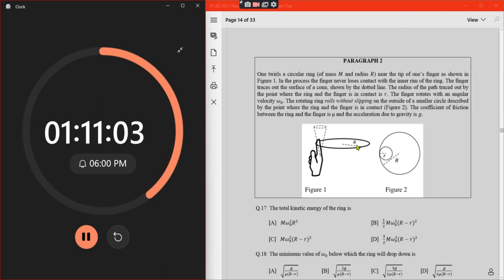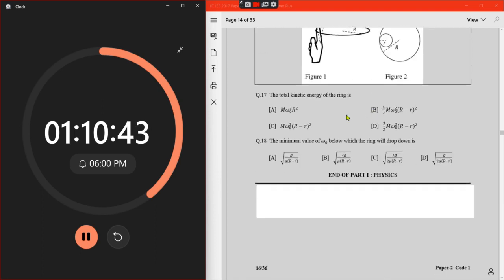Wait, अगर ये roll कर रहा है, you are in a rotating reference frame in that case. Just have to think about this center point, right? Exactly. Okay, this will be rotating as well. Okay, this question of friction between this mu and acceleration. What? Okay, इसमें friction भी रहने वाला है. Then value of omega naught below the ring will drop down. This is kind of complicated, isn't it?